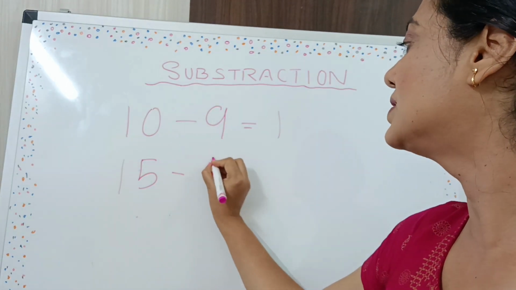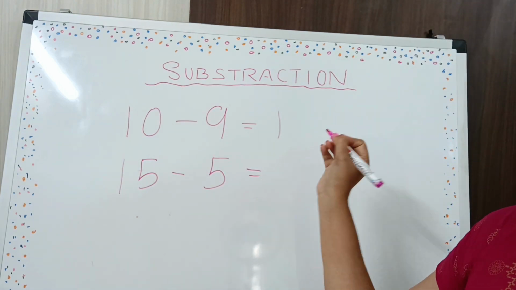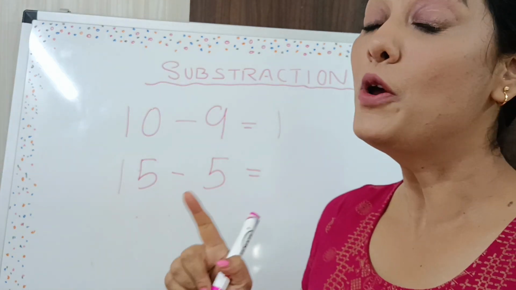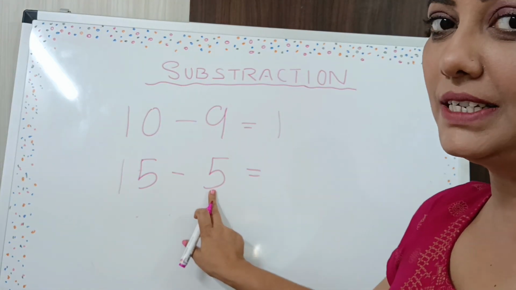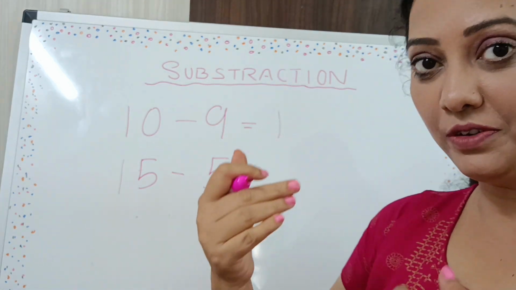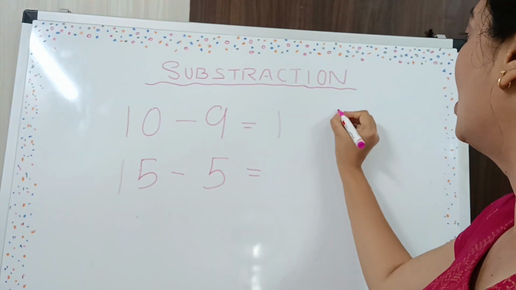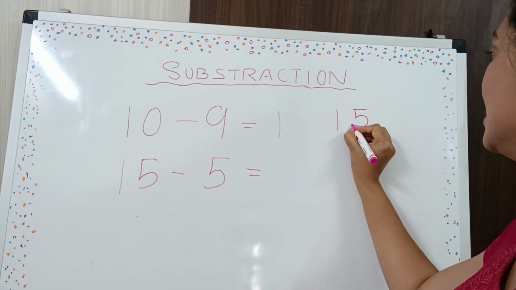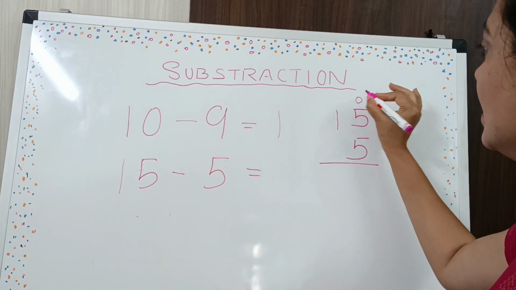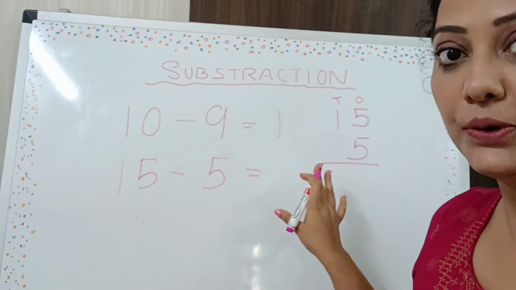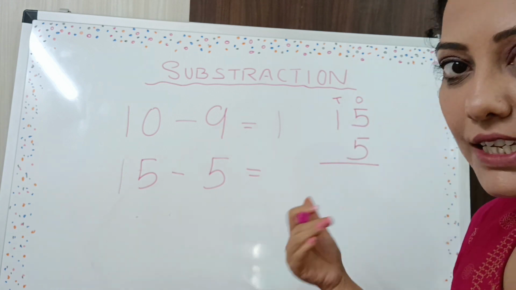Now we'll take 15. 15 minus 5. Who knows the answer? Now how to do 15 minus 5 in this way? It's a bit difficult, right? So now we will change the pattern. We will write it like this, because we have to write ones and tens. I will tell you what is ones and tens in the next video.